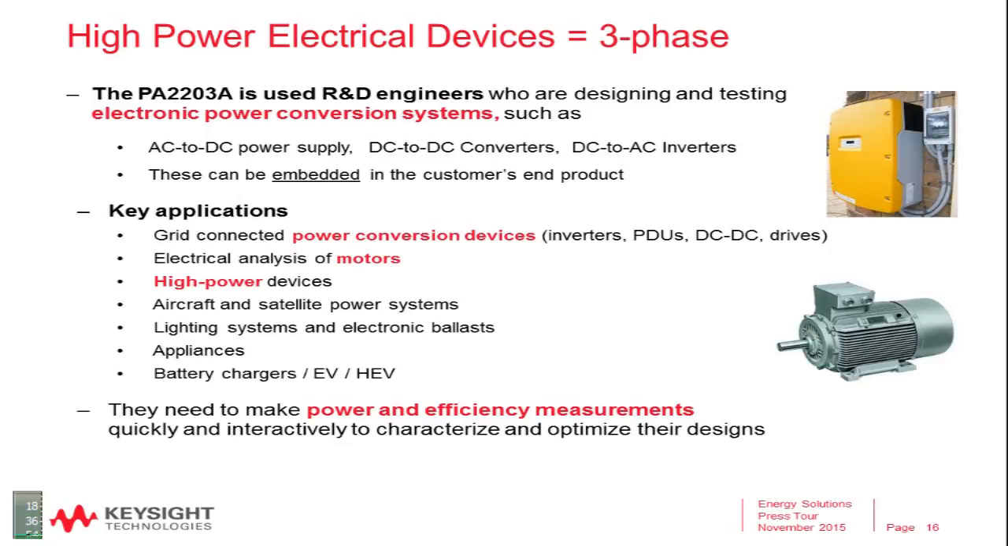LEDs are run off of DC power, but the energy coming to them is AC, just like you would have in any other building. So there's a small AC to DC converter in each of these lighting systems. And of course, battery chargers, electric vehicles, and hybrid electric vehicles are all examples of high-power three-phase AC.